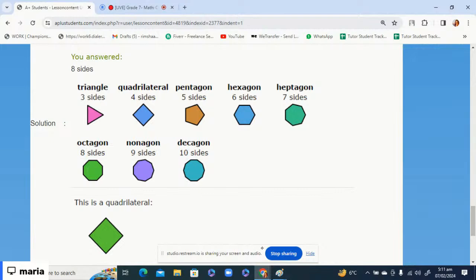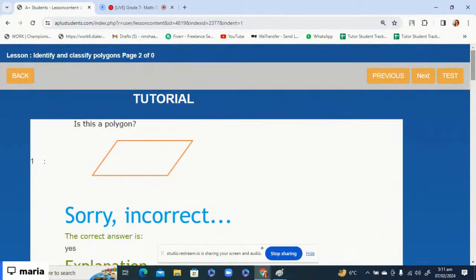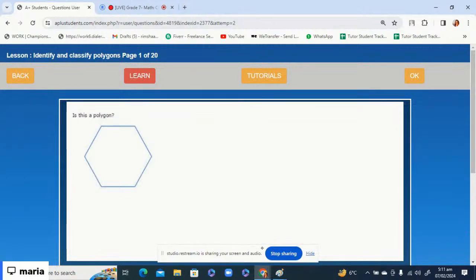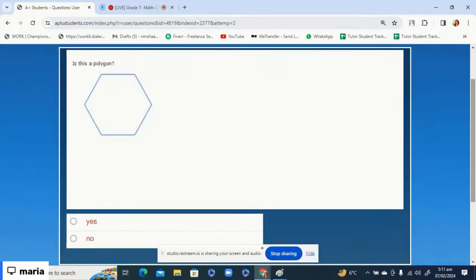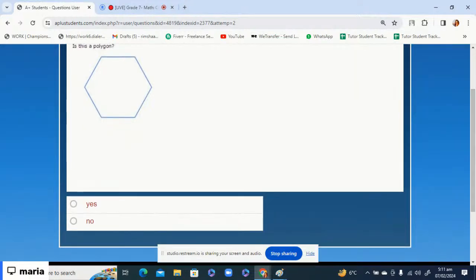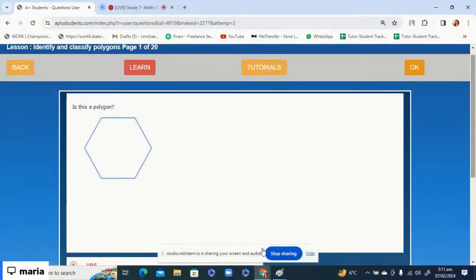Okay, now let's do the test questions. All right, is this a polygon? First of all, yes or no? How many sides are there? 1, 2, 3, 4, 5, 6. 6 sides, so it means that it's a hexagon. So yes, this is a polygon.